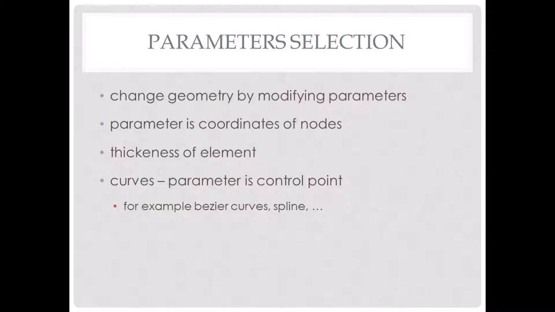Then we have to set parameters. We change geometry by modifying the parameters. Parameters can be coordinates of nodes or thickness of elements, or we can describe geometry by curves. It means a parameter is a control point of, for example, a Bezier curve, spline and so on.